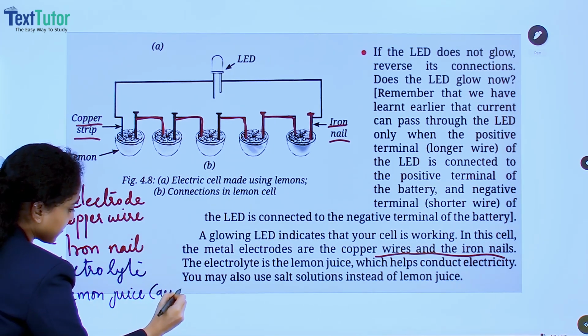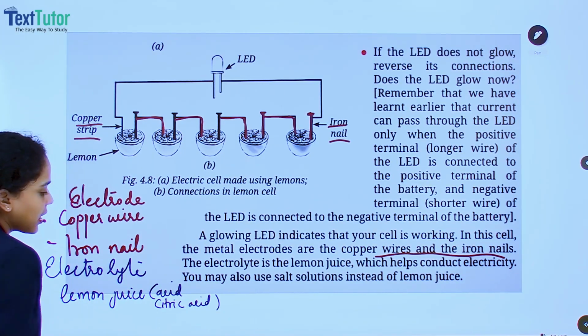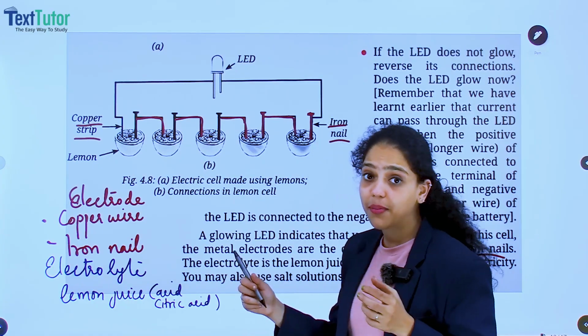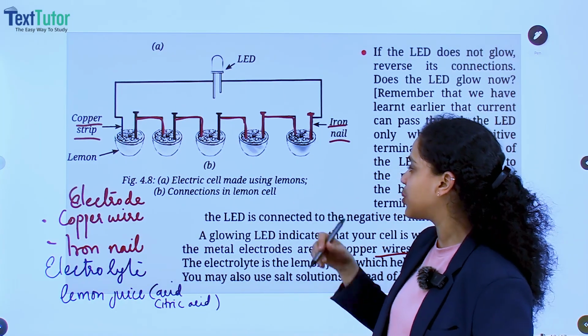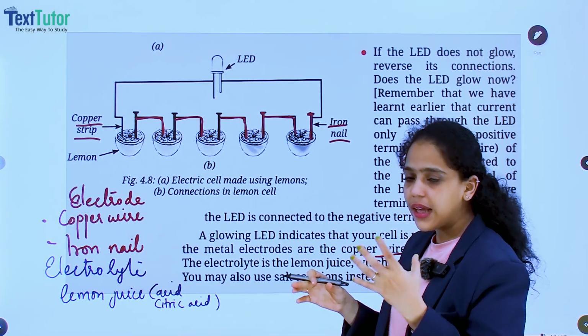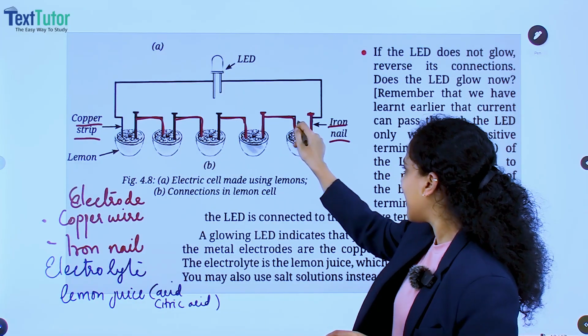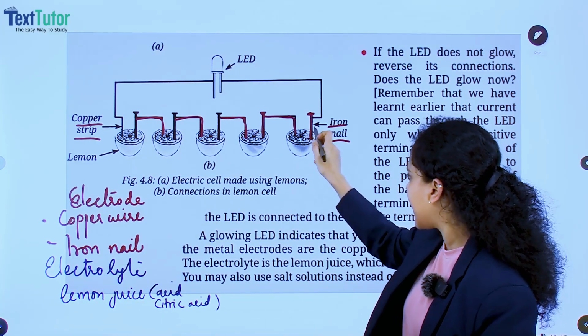That is acid. Which acid? Citric acid. Okay. And instead of lemon, you can use salt water. You can do this experiment in salt water. You can take a bowl, put some salt solution, and introduce a copper wire and an iron nail.